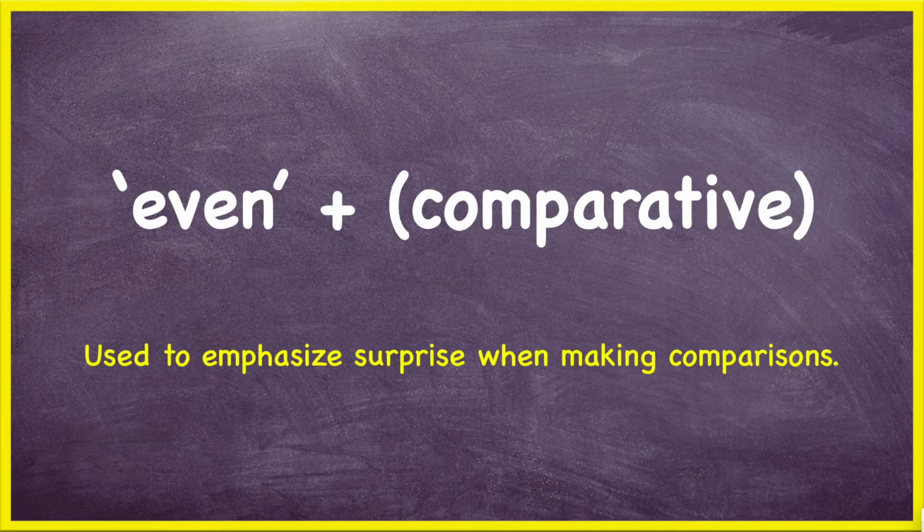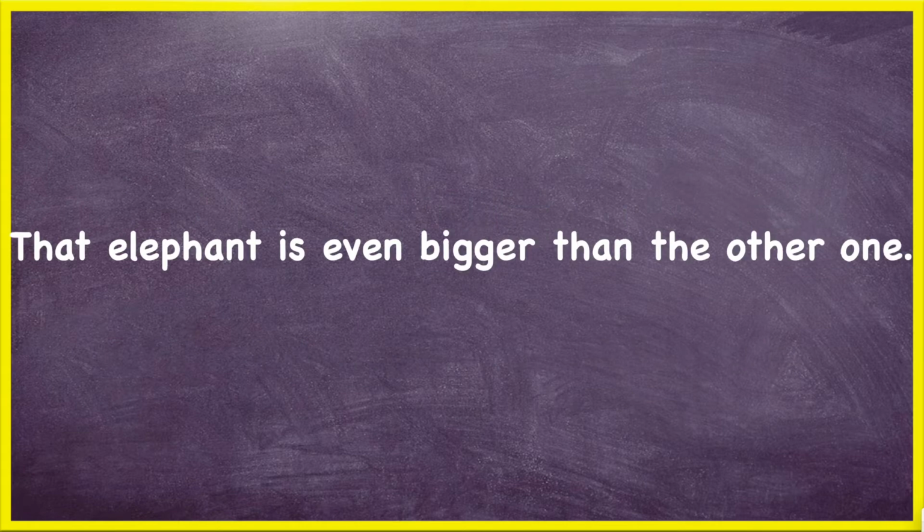Now the comparative, even plus comparative. This is used to emphasize surprise when making comparisons. For example, you could just say the elephant is bigger than the other one. Or you could say the elephant is even bigger than the other one. And that's surprising because the other one was so big, right? The other elephant was so big, but this one, or that one's even bigger than the other one, right?